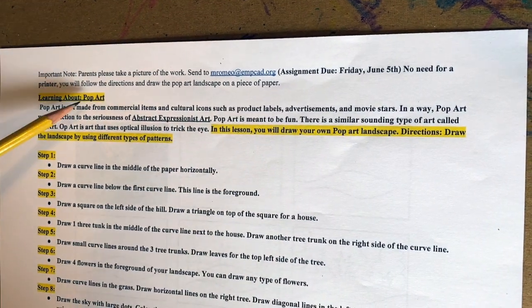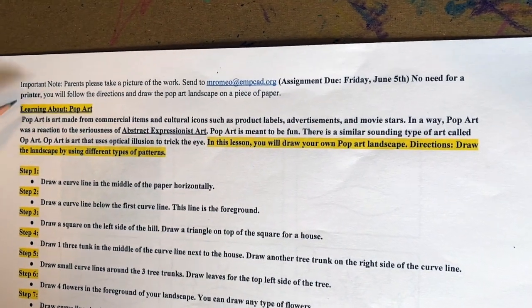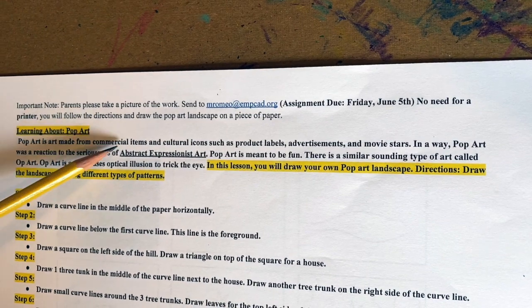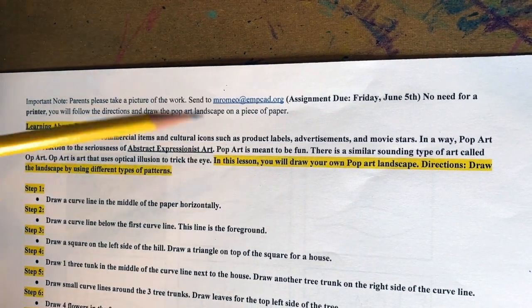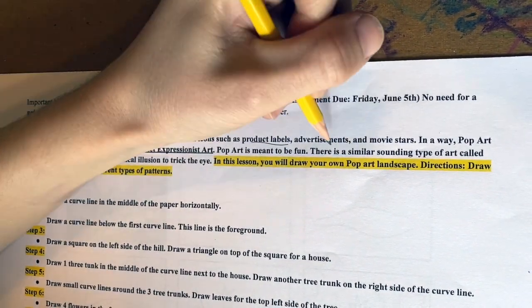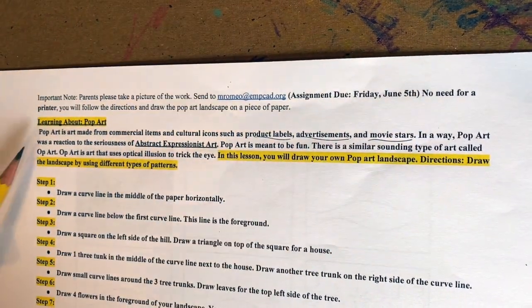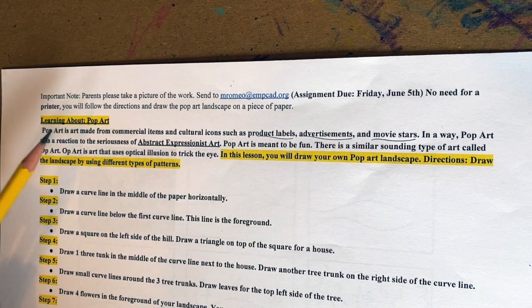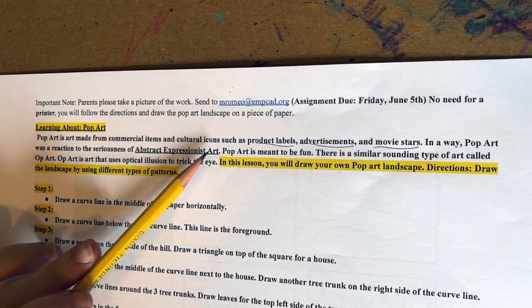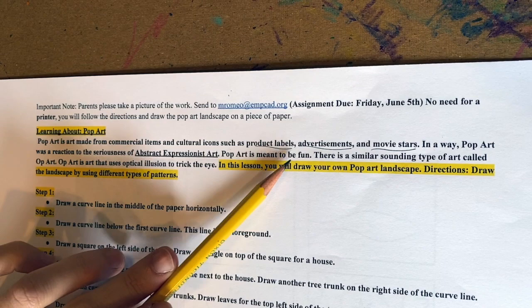This week we're learning about a new type of art called pop art. Pop art is made from commercial items and cultural icons such as product labels, advertisements, and movie stars. In a way, pop art was a reaction to serious abstract expressionist art. Pop art is meant to be fun.